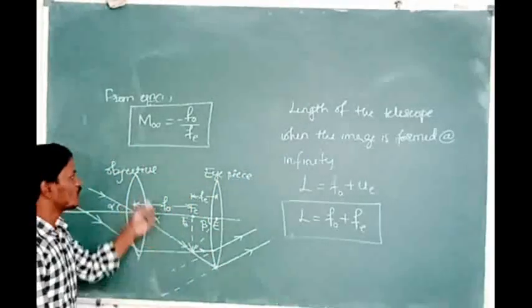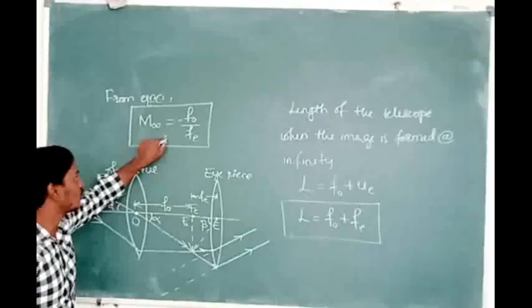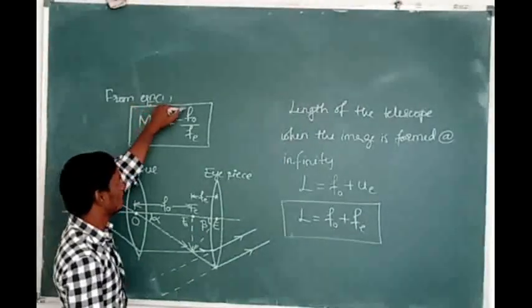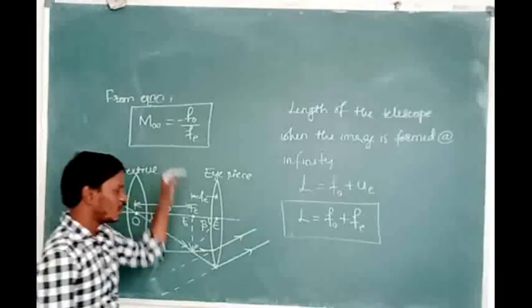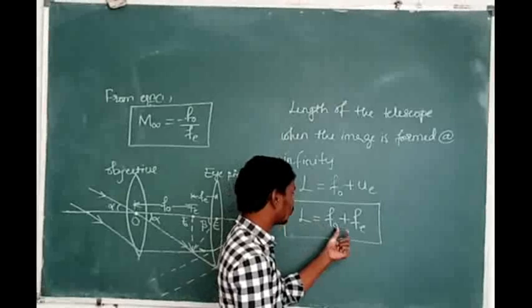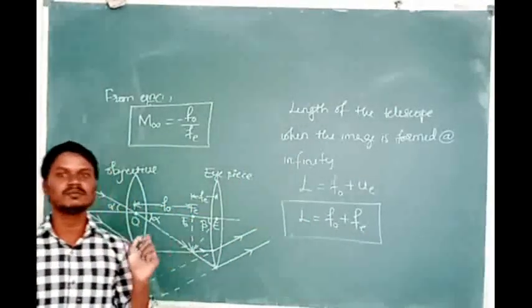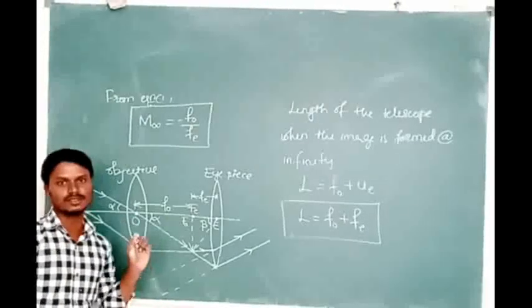Okay. So what is the magnification produced by the telescope when the image is formed at infinity? That is minus of fo divided by fe. And what is the length of the telescope when the image is formed at infinity? That is l is equal to fo plus fe. Remember all those things. So here, just remember the formula and the ray diagram. Those are very good.